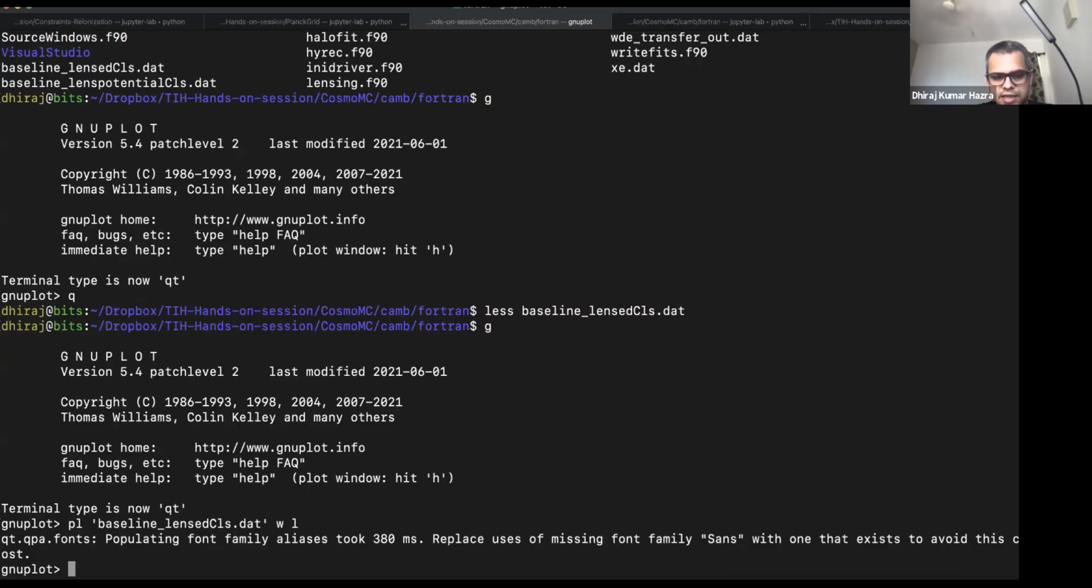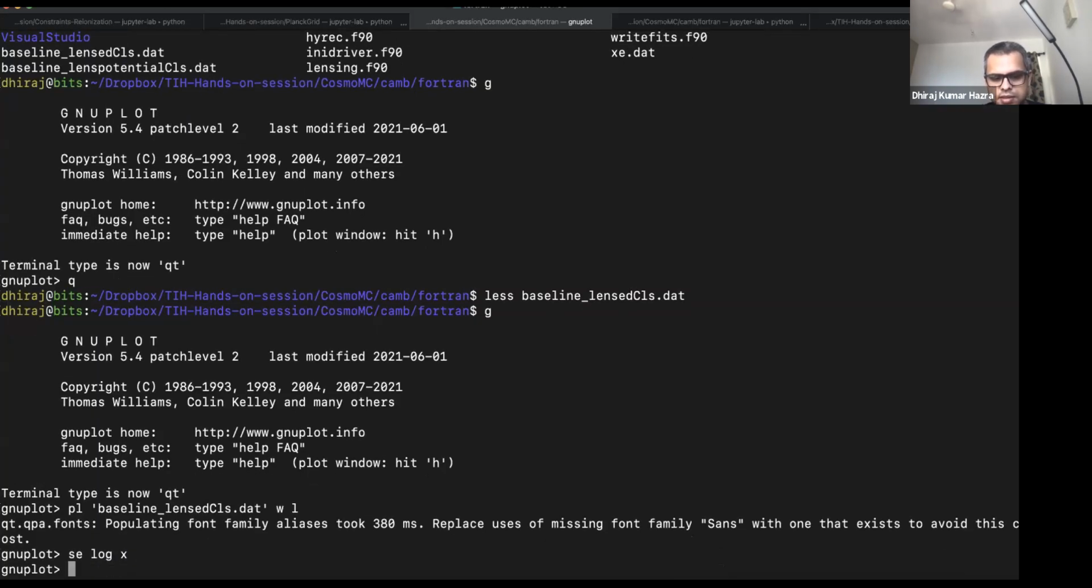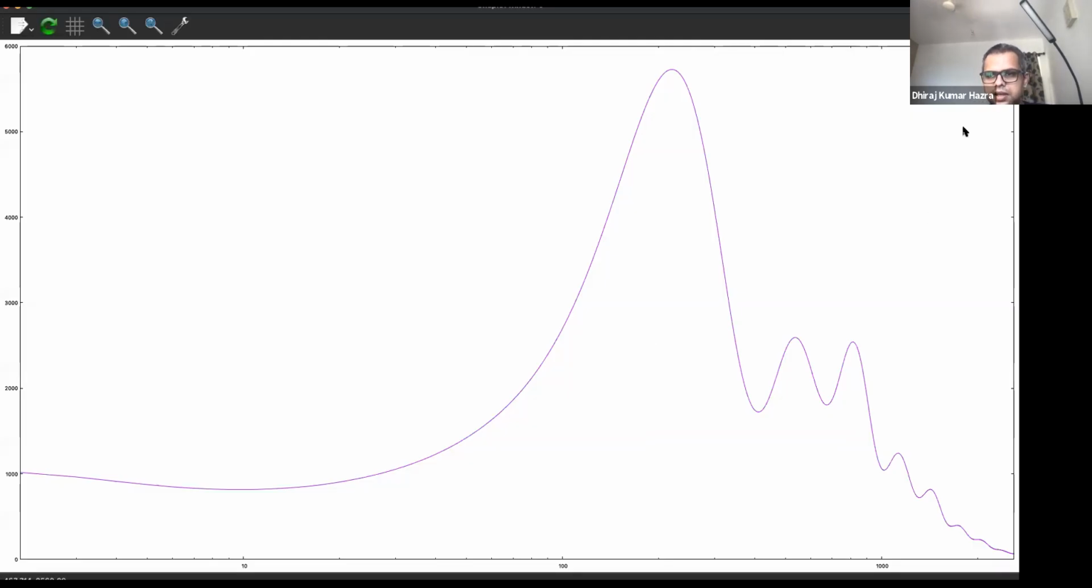Let me set log x. You can compare it with the lecture notes. This part is ISW, from 0 to 5 or something like that. After that, there is this. The first part is the integrated Sachs-Wolfe effect. The second part is the Sachs-Wolfe effect. Then there are the baryon acoustic oscillations.